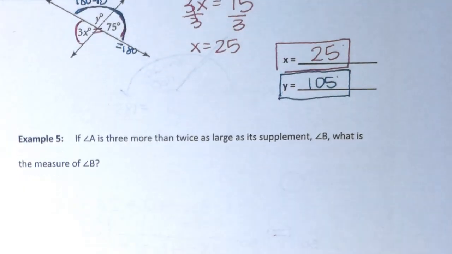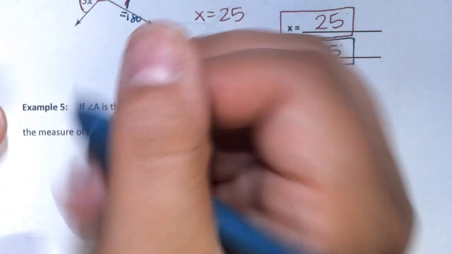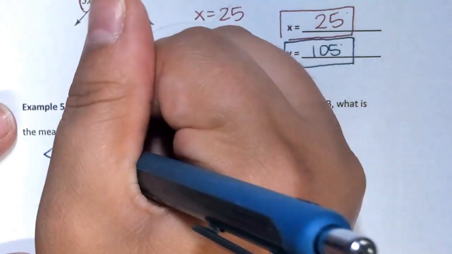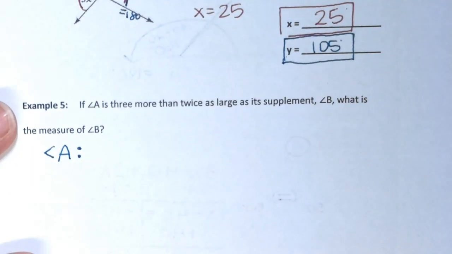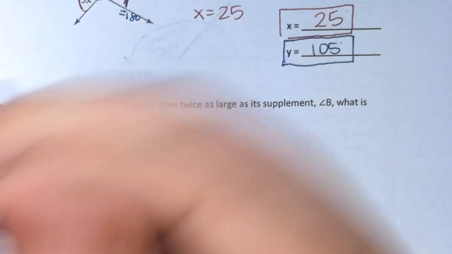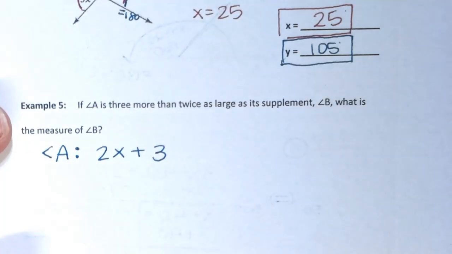Okay. Number 5. If angle A is 3 more than twice as large as its supplement, angle B, what's the measure of angle B? We love word problems. Maybe, maybe not. What is angle A? 3 more than twice its supplement. 2x plus 3. And by the way, if you wrote 3 plus 2x, that would be fine as well.